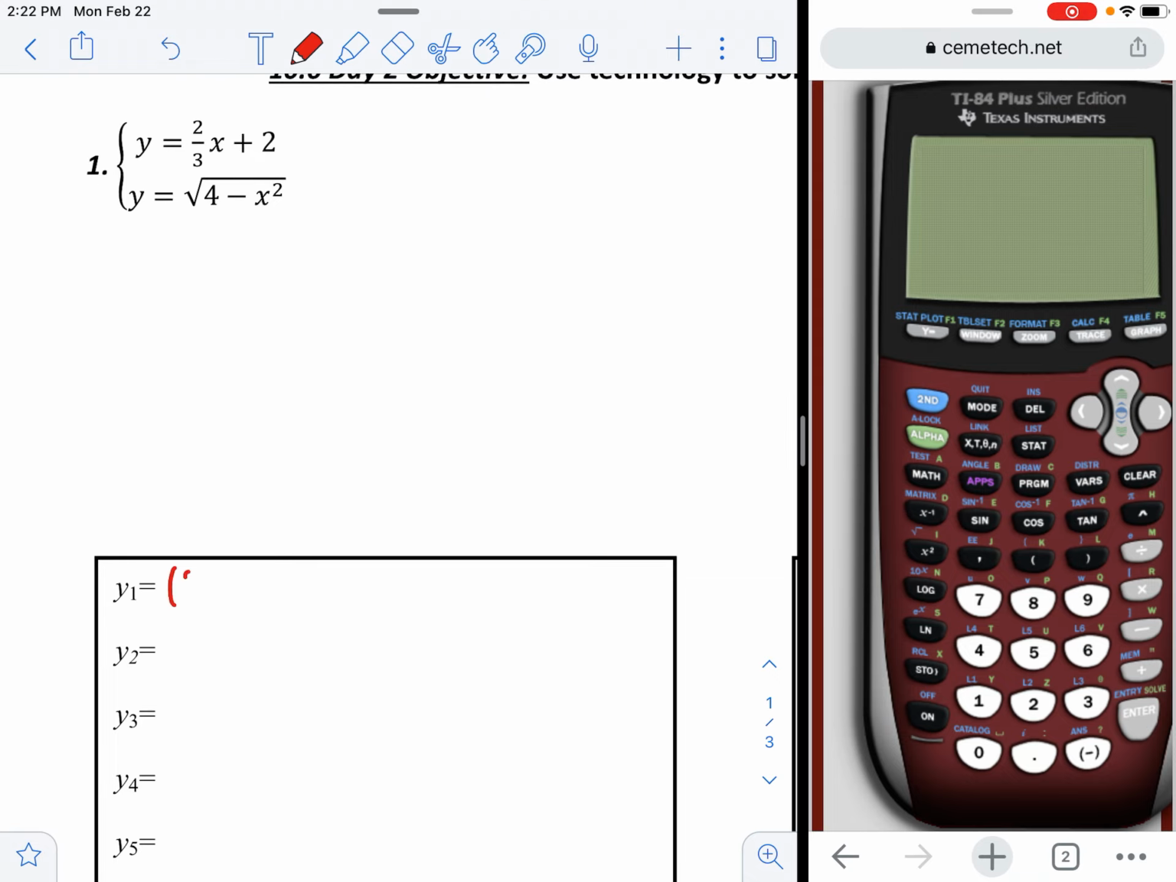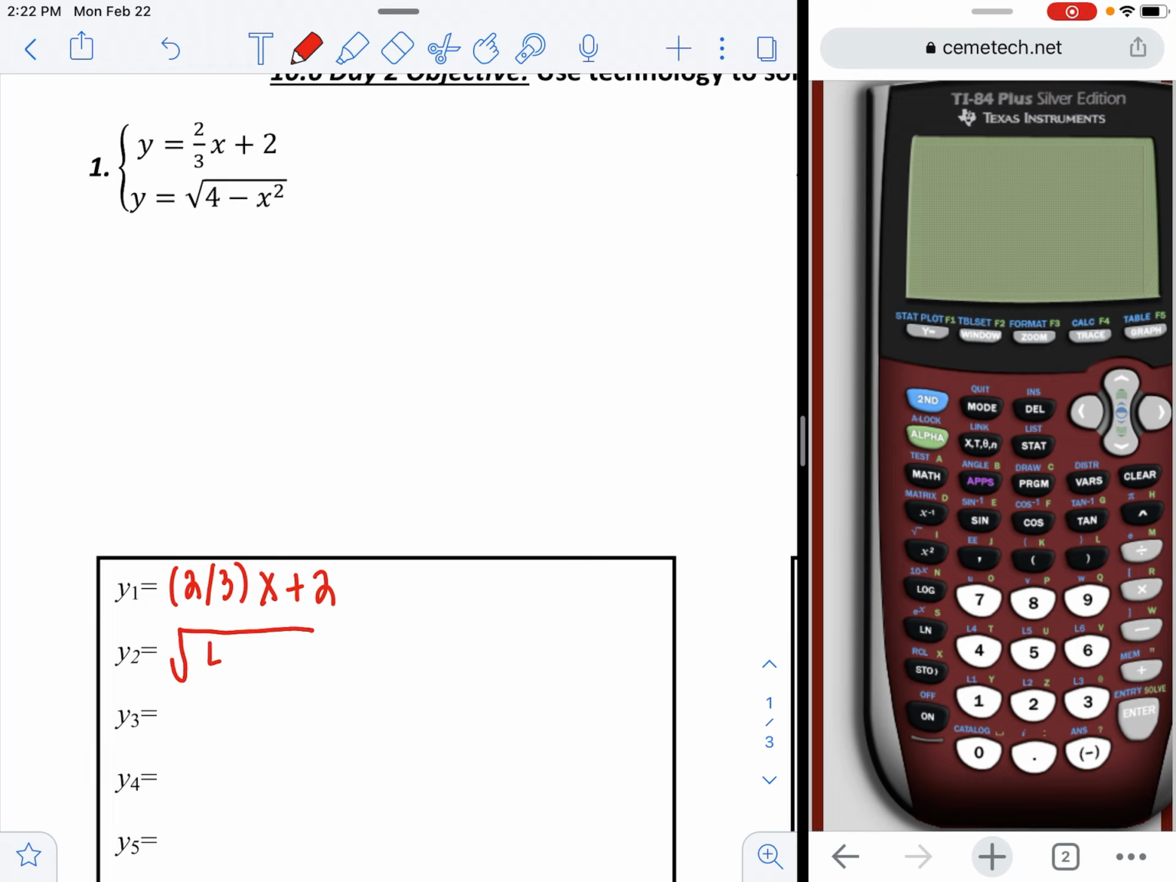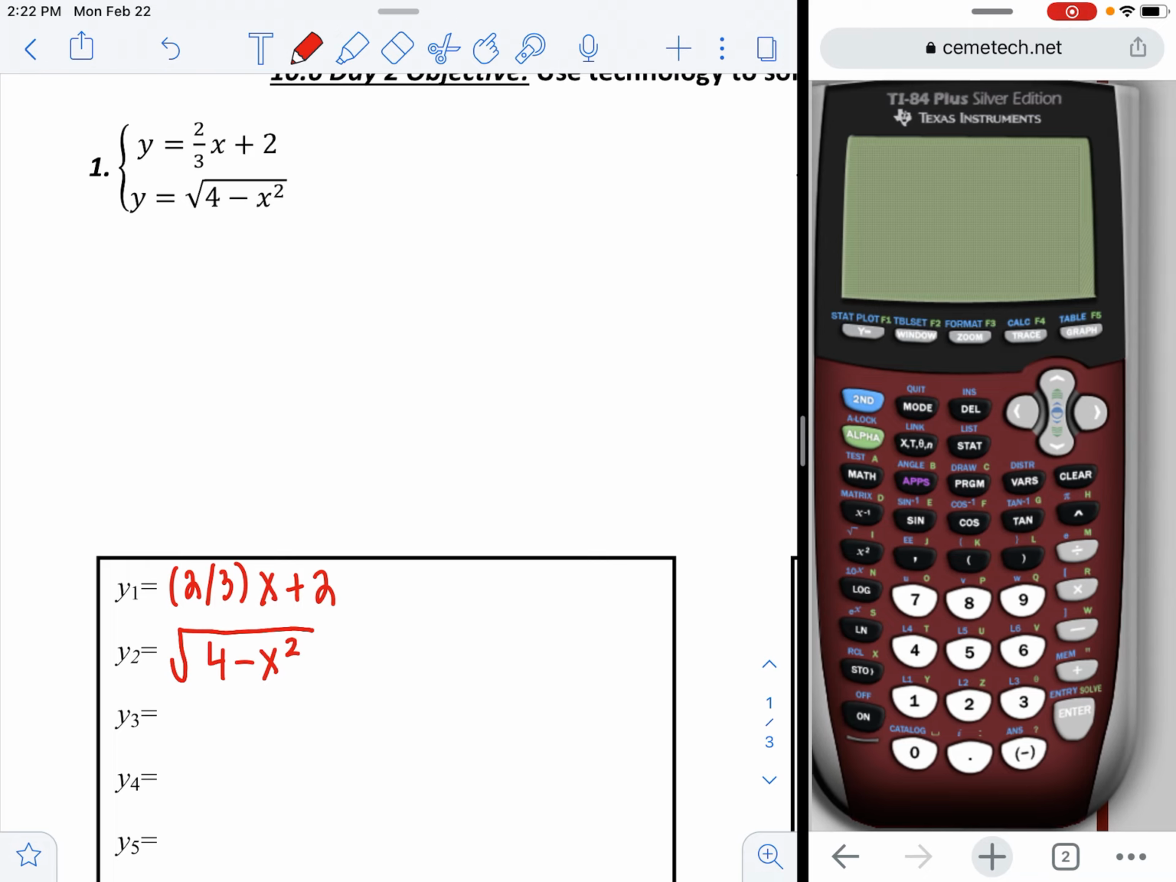So we have y equals, and then the first one is 2/3 x plus 2. Whenever you put a fraction in your calculator, it should be in a parentheses. So you're going to do 2/3 like that, then x plus 2. And then for your second equation, you're just going to do square root of 4 minus x squared, just how it's written. Okay? Now a parentheses might open up on your square root in your calculator. Just close it if it does. If one doesn't open up, then you don't have to worry about it.